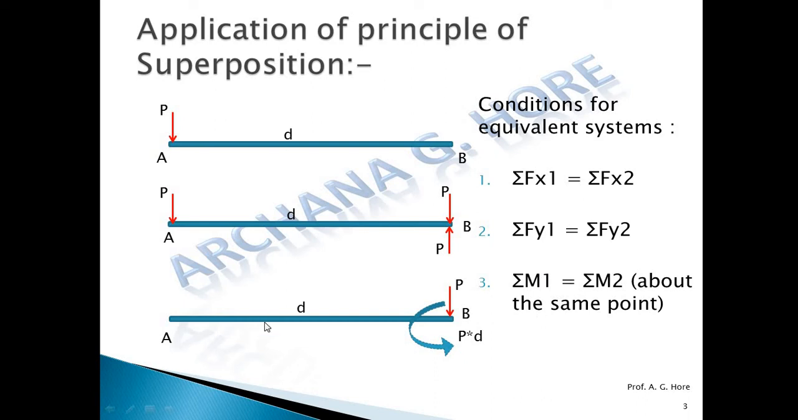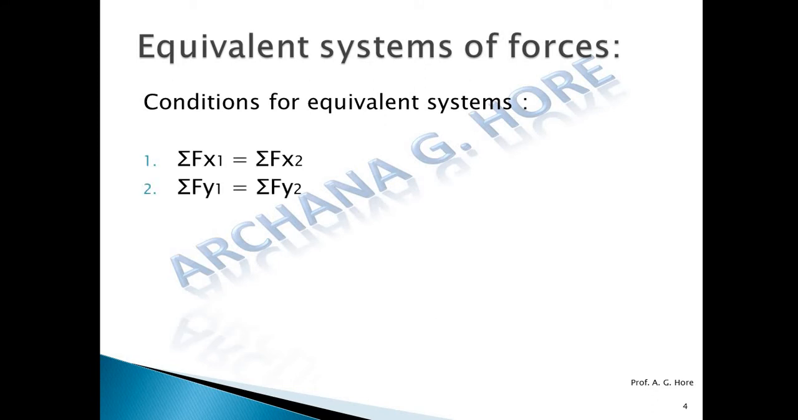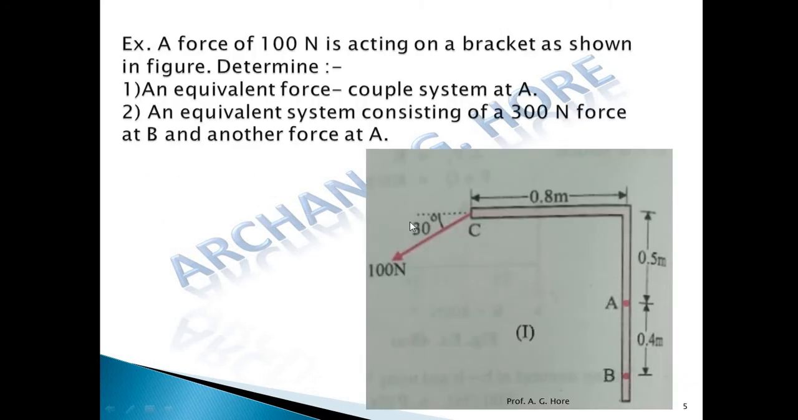So the first system and the last system are also known as equivalent systems. Let's see the numerical of this type of equivalent system. And remember these three conditions for equivalent systems: summation Fx of the first system is equal to summation Fx of the second system, similarly summation Fy of first and second are equal, and moments of first and second are equal about the same point. Now see the numerical.